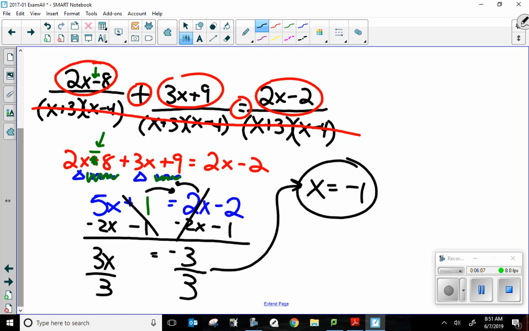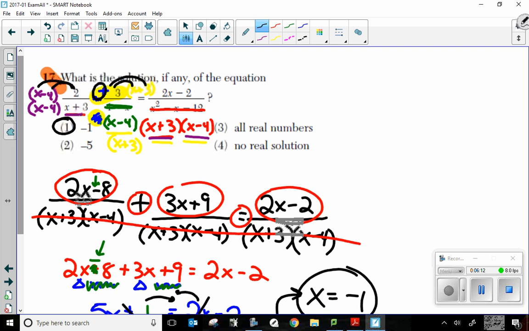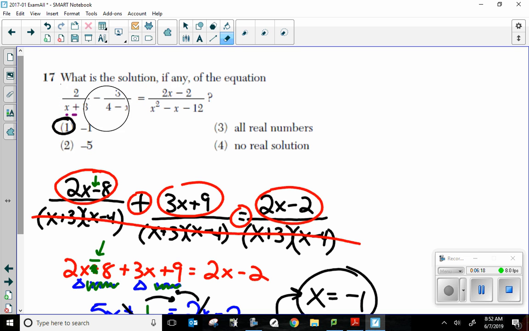All right, so I go back here, look at my answers. -1 is my answer. Okay, that's choice 1. Now, if I didn't know how to do that, it's not impossible. It's not difficult. It's a lot of writing. Okay, you've got to keep track of a lot of different things.